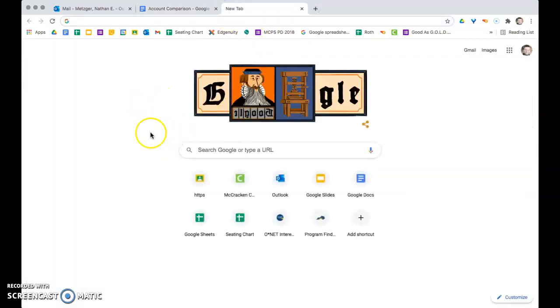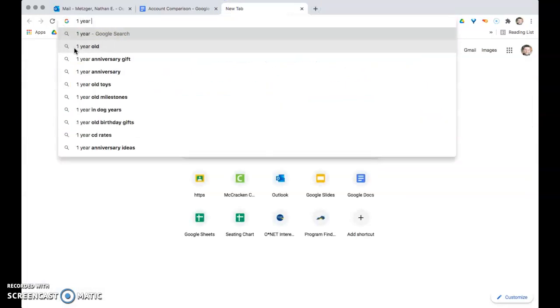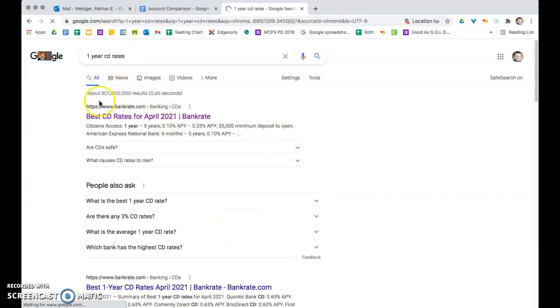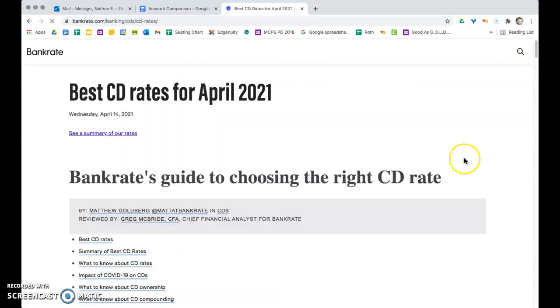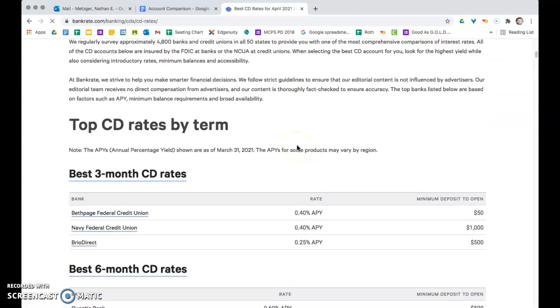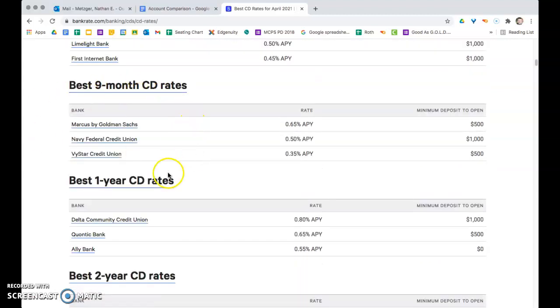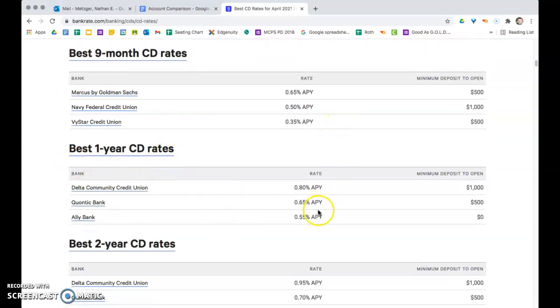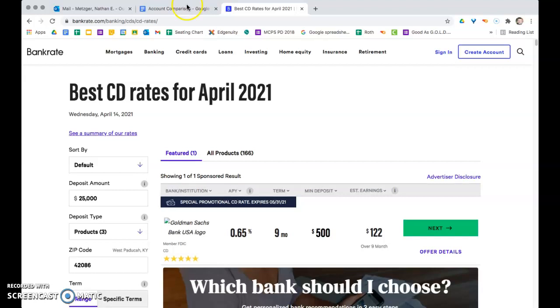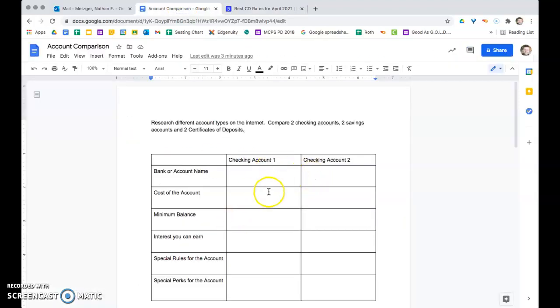So if I go to Google and just simply search 1 year CD rates, I'm probably going to find bankrate.com. That's a good site that will show you a lot of different rates compared together. So here's best 1 year CD rates right there. I found all kinds of different ones. So I can click on these, go there and find the details out about them. So you're just going to use Google to search this stuff up.